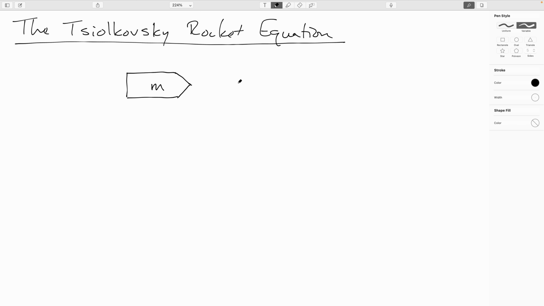So we'll say that the mass of the rocket is m, and that it's moving to the right here at velocity v. Now, coming off the flamey end of the rocket here, we're going to think for a small period of time, dt.